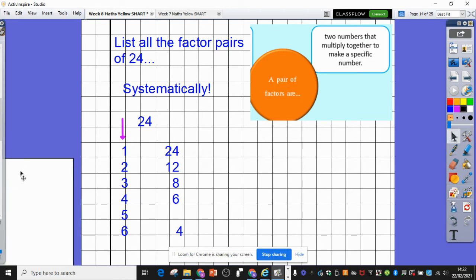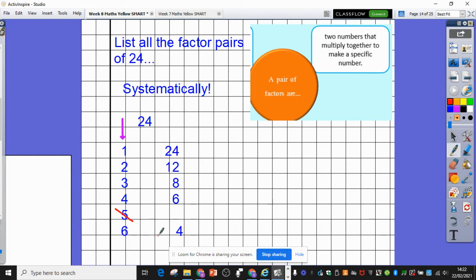Now, what I've shown you here is hopefully my systematic approach. I've started off at 1. I'm thinking, 1 times what makes 24? Does 2 times something make 24? Does 3 times something make 24? Does 4 times something make 24? Now I've got to make sure I've got all the factor pairs, so I keep on going. Does 24 appear in the 5 times table? No, it doesn't. Nothing is multiplied by that, so 5 is not going to be a factor of 24.